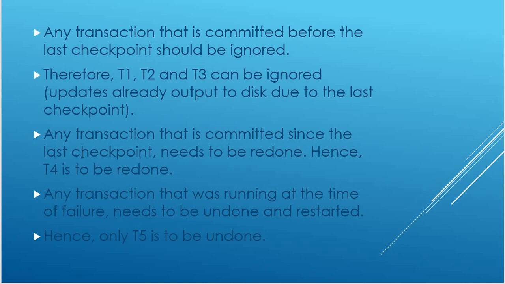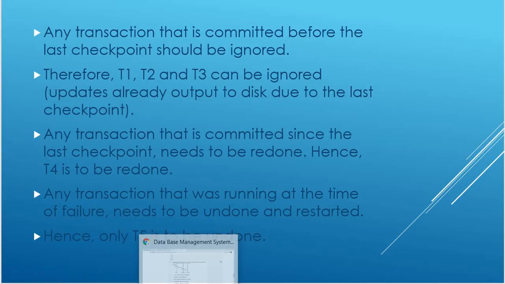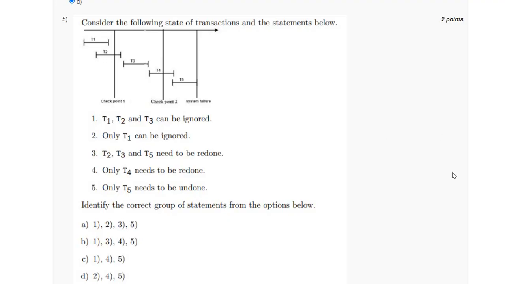And any transaction that is committed since the last checkpoint needs to be redone, hence T4 is to be redone, and any transaction that was running at the time of the failure needs to be undone and restarted, hence only T5 is to be undone. So for this question, the answer is option C.